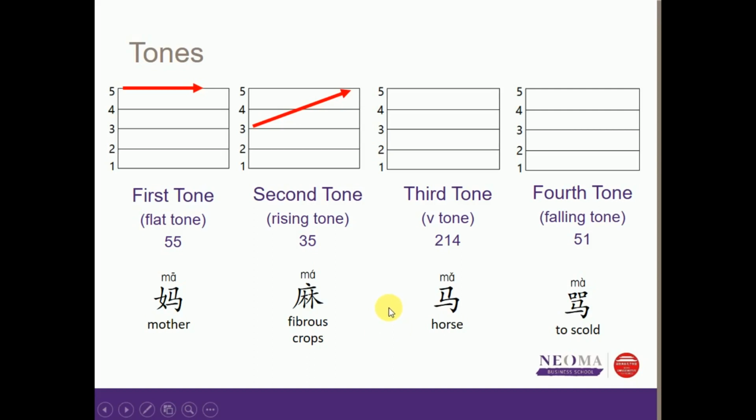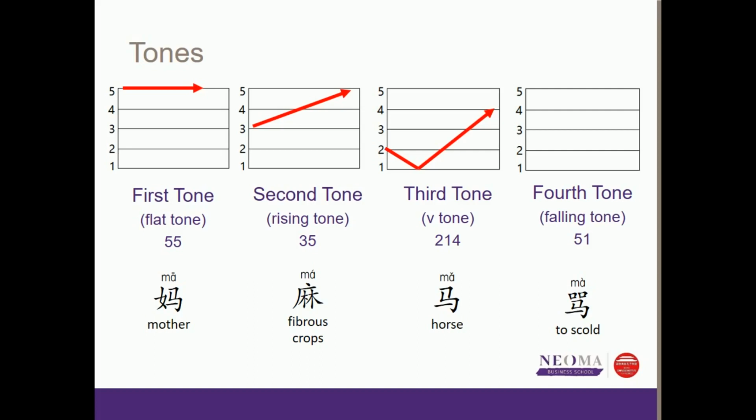The third one is started from 2, then dropped to 1, and then rising up to 4. And then in majority occasion, you can just pronounce not too high to 4, can just pronounce it to 2. So this one will be ma, ma. You can feel there's an obvious turn in this sound, in this tone. So it's also called the V tone. And sometimes you don't have to pronounce so standard. You can just say ma, ma. It's also okay. It's more natural.